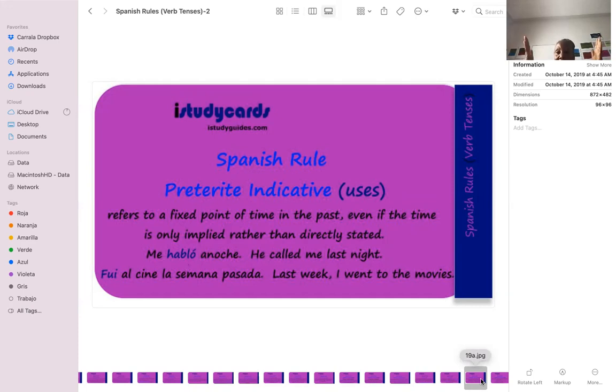So it's an action that is definitely finished. Last week, I went to the movies. Okay, so the preterite in Spanish, which is pretérito, means past, it's over, the action is finished. That is not true with the imperfect, because perfect means the action is finished. Imperfect means it's not. But we'll look at the imperfect a little bit later.